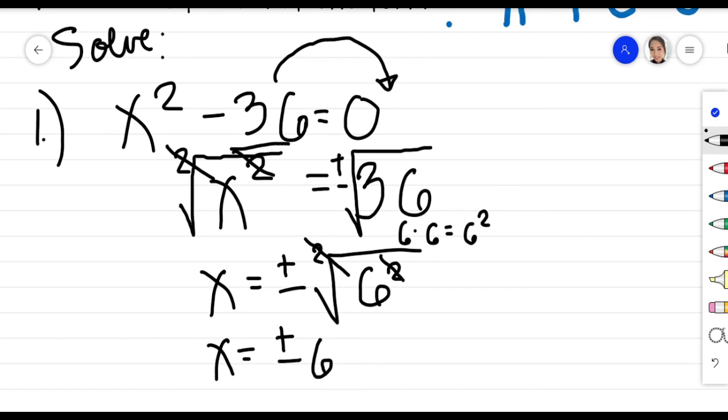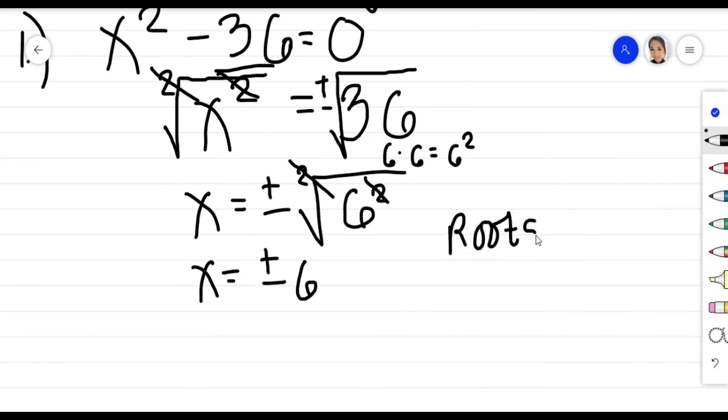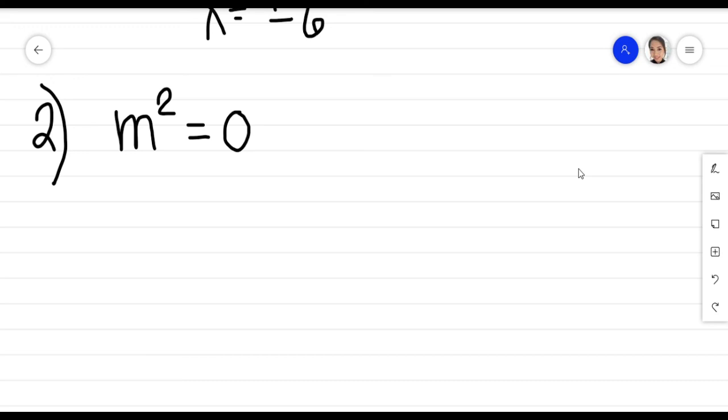Meaning the roots of our quadratic equation, or the solutions, are positive 6 and negative 6. So for the second example, find the roots for the quadratic equation m squared equals 0, or solve the quadratic equation m squared equals 0. So since the left side of our equation is already the quadratic term, and on the right side we have 0, we could directly go to extracting square roots.